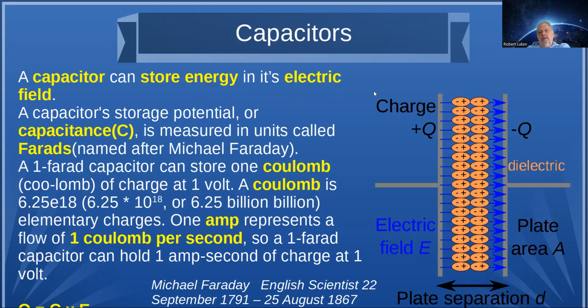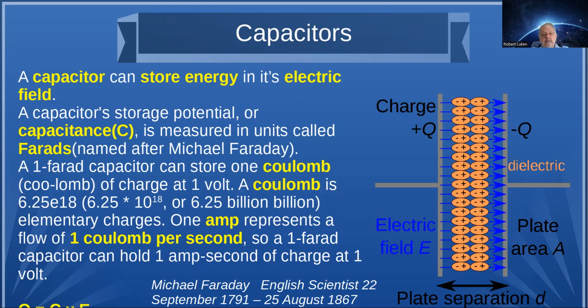Okay, so capacitors, or how we make use of electric fields, and they store energy in the electric field that's in between those charged plates. We measure capacitance in farads, named after Michael Faraday, who sort of discovered the effect. So the definition is that a 1 farad capacitor, which is a very, very large capacitor, can store 1 coulomb of charge at 1 volt.